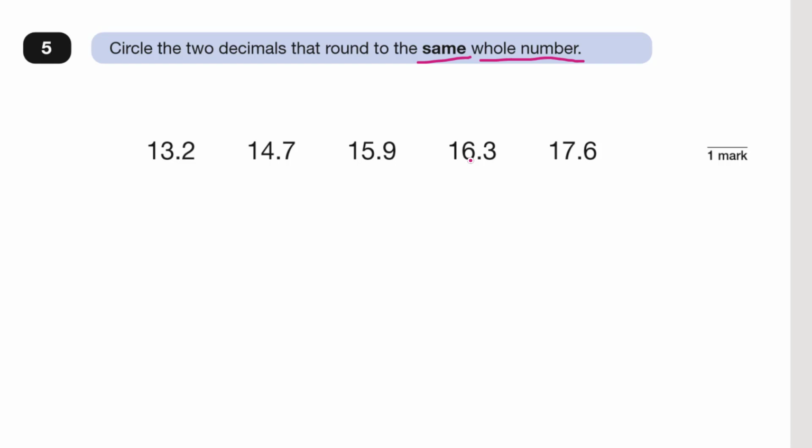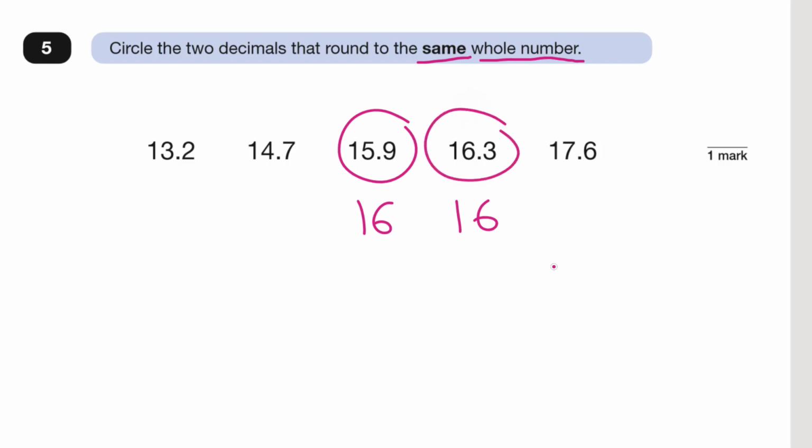So just by a bit of a guess, you could say, well, 15 and 16 look quite close together. It's probably going to be those, but you might want to go through each just in case. If I look at my 15.9, that's telling me I've got to round up to the next whole number. If I look at my 16.3, 0.3 is telling me I've got to round down. Okay, so I can straight away see that these two work. So I would circle those two.